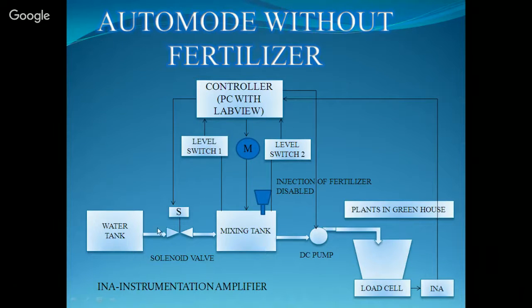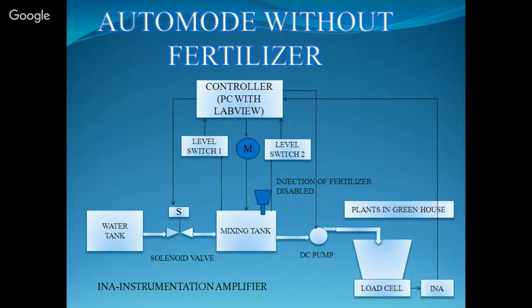The solenoid valve is made to turn on till the level in the mixing tank reaches the upper level. After reaching the upper level, instead of switching on the motor, the pump is switched on. The water from the mixing tank flows to the plants in the greenhouse as the pump is turned on. And when the lower level in the tank reaches, the solenoid valve is turned on. The process is repeated till the percentage of moisture content reaches 90%. Once it reaches 90%, the process is stopped automatically.